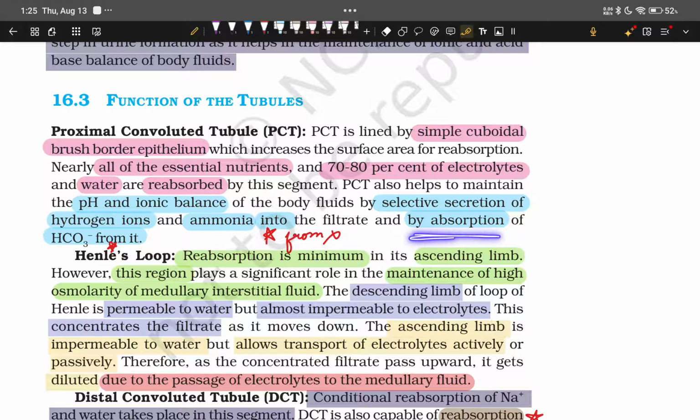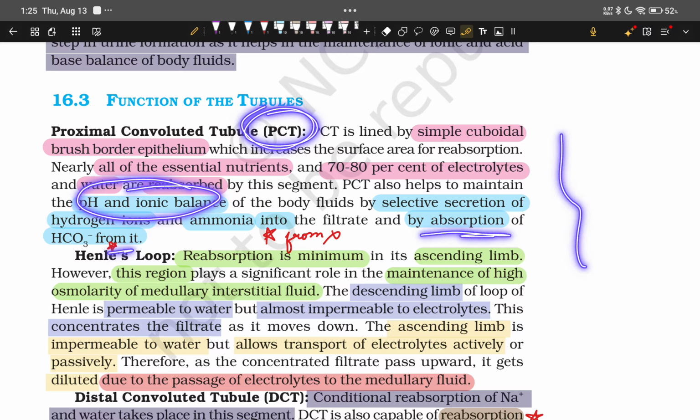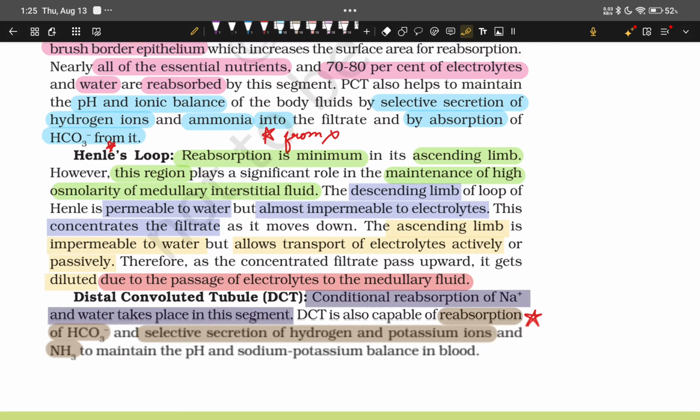Also, there is absorption of bicarbonate ion from it. So we absorb bicarbonate ion again from it in order to maintain the pH and ionic balance. That is what is written for the case of PCT. So for the PCT, there is absorption of HCO3 minus from it in order to maintain the pH. That is what NCERT is kind of meaning here.